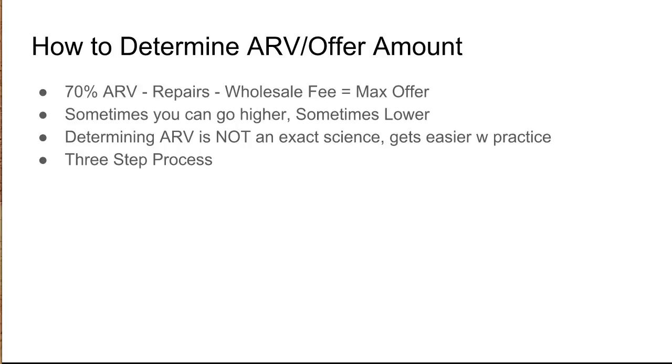So first of all, before I get into that, Martin mentioned the 70% formula. I'm sure you guys have heard of it. It's 70% of ARV, and ARV means the after repaired value, or basically what a property would be worth in fixed up condition. So 70% of the ARV, then you subtract repairs, subtract your wholesale fee, and that will give you your maximum offer.